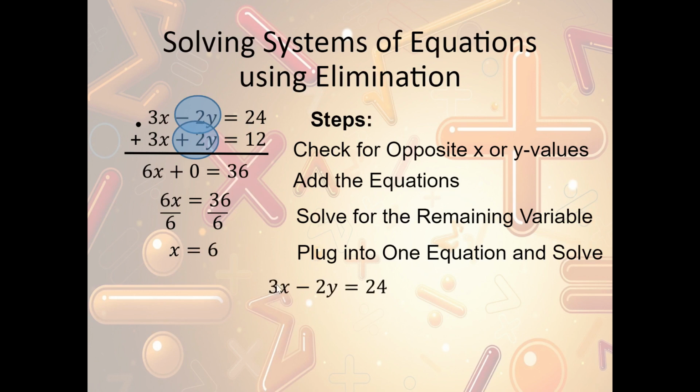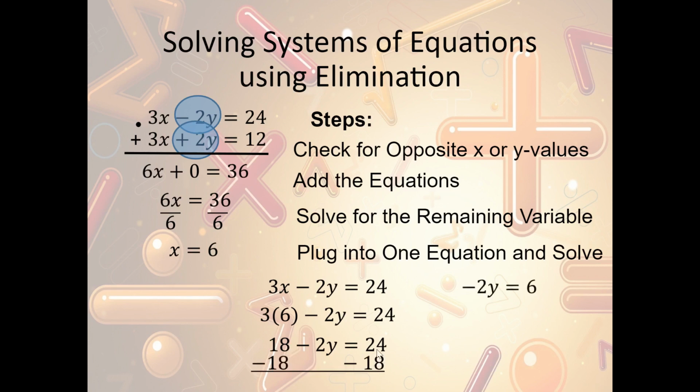So instead of being 3x minus 2y is equal to 24, it's going to be 3 times 6 minus 2y is equal to 24. So 3 times 6 is 18. So we get 18 minus 2y is equal to 24. We need to get rid of this 18, so we're going to subtract 18 to get rid of that. And we're left with negative 2y is equal to 24 minus 18 is 6. We'll divide both sides by negative 2, and we get y is equal to negative 3.